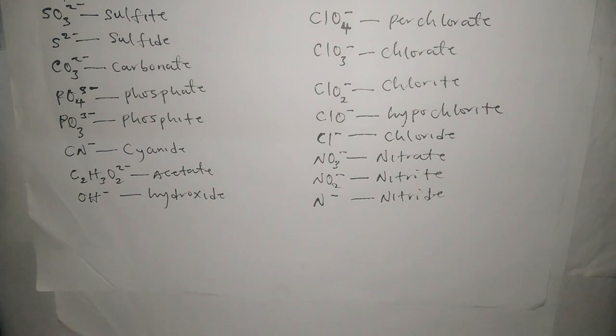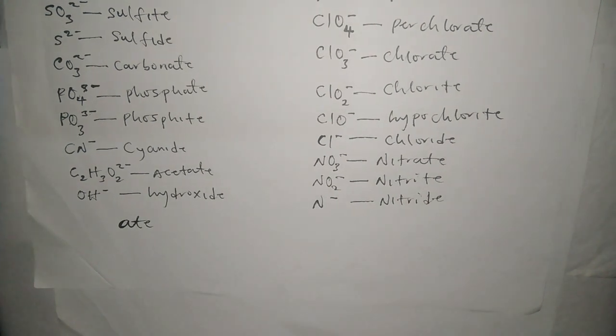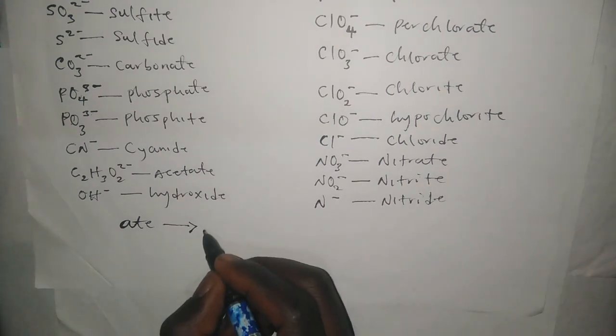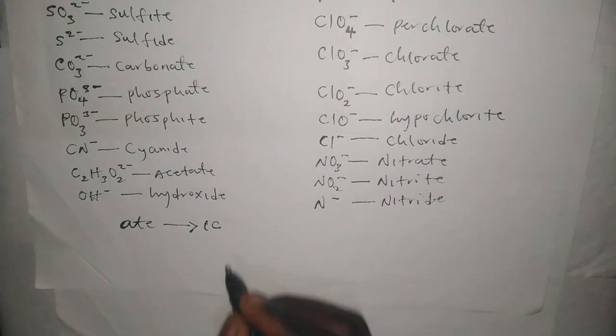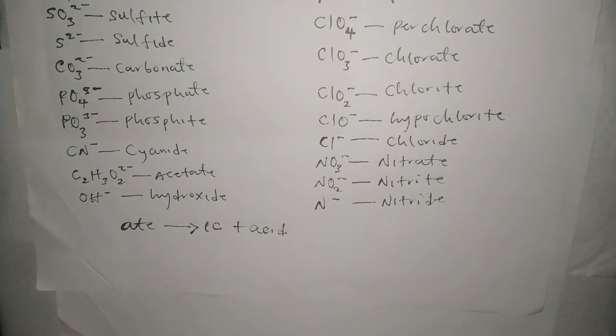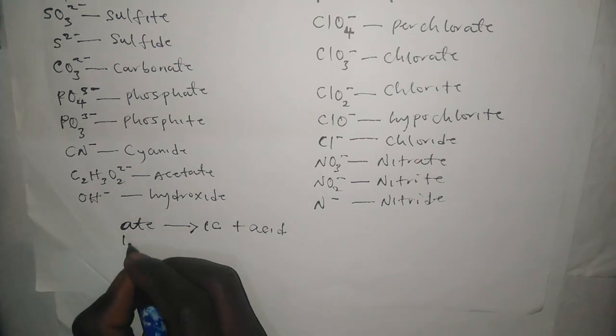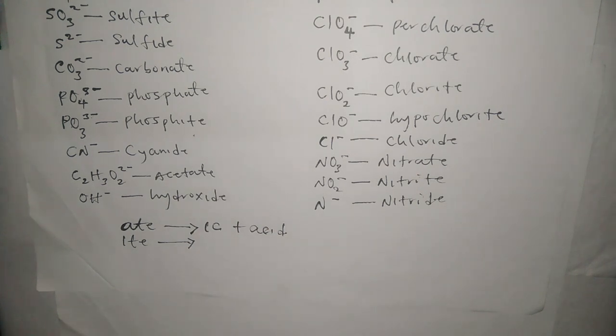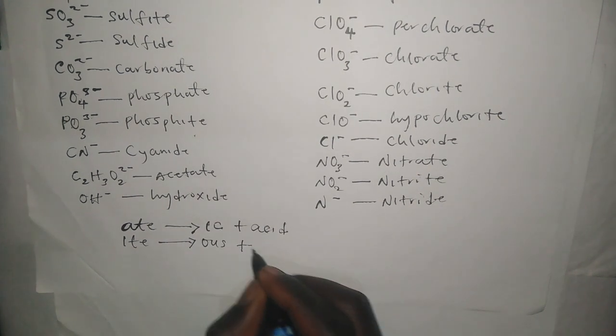Now, I want us to look at some rules that are involved in naming acids. When naming acids, if the acid contains a polyatomic ion which ends with ATE, as in the case of phosphate, you will replace this ATE with IC, and then you add acid. Whereas if an acid contains a polyatomic ion which ends with ITE, as in the case of phosphite, then you replace the ITE with OUS and then you add acid.